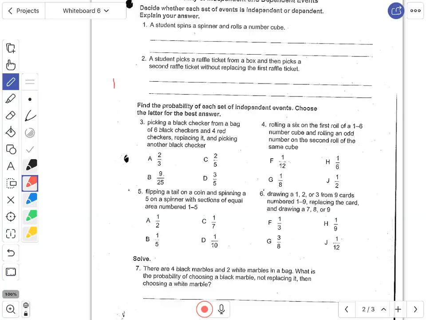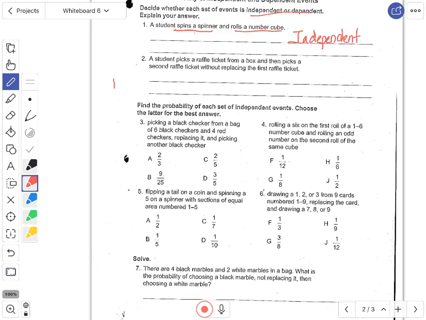Okay? Okay, it says decide whether each is independent or dependent. It says a student spins a spinner and rolls a number cube. 2 events. Does the spinner affect what's going to come out on the cube? No, it sure doesn't. So these are independent because they have no effect on the other one.